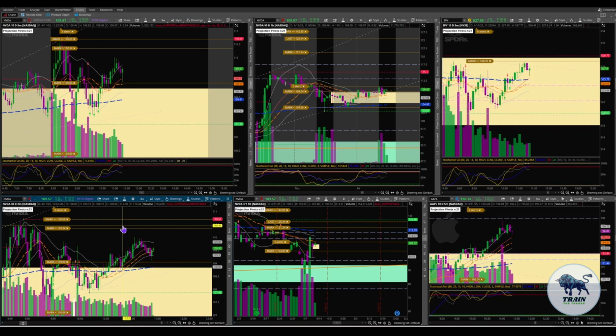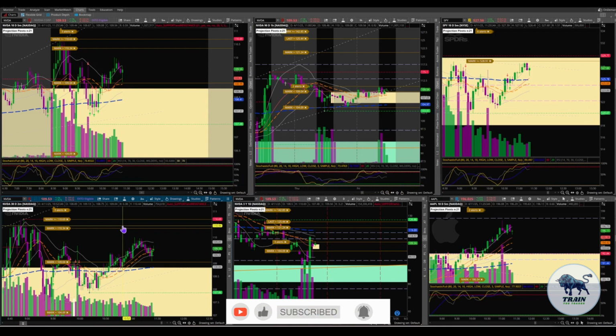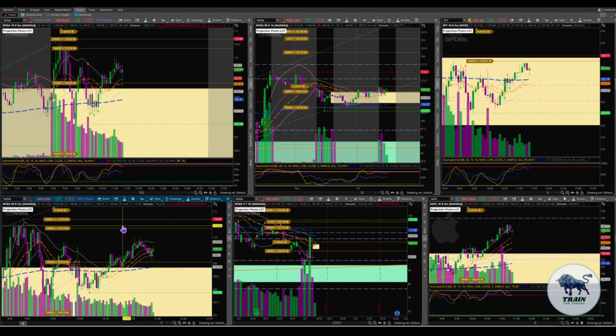We're now in this trade. Just so viewers are aware of this, we are now in this trade for 2.5 hours. This is not ideal trading, and I hate being in trades this long because it's just stupid. The longer you're in trades like this, odds are not in your favor. So that's how I feel about it. Back to the trade.